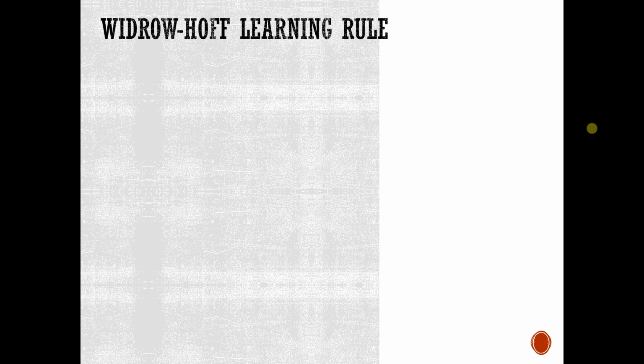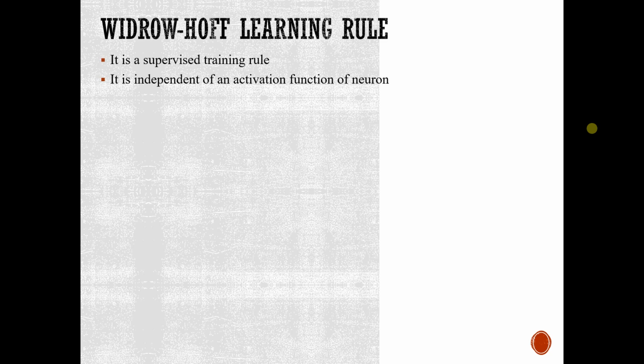Now we shall have a look at Widrow learning rule. Having seen Hebbian learning rule, perceptron learning rule and delta learning rule, we proceed with the next learning rule, which is again a supervised learning rule, and it is independent of an activation function of the neuron.